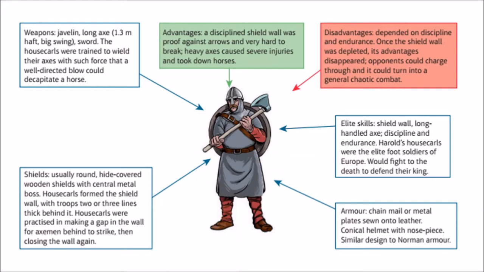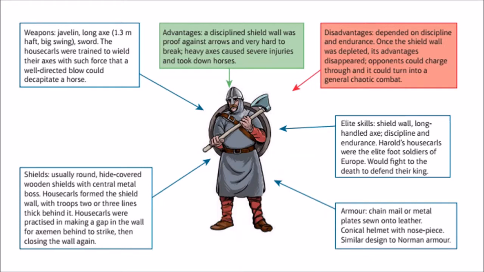In terms of knights, Norman knights, very similar. Weapons include a sword, a mace. It could also include a lance as well. They wear the exact same chainmail, the exact same helmets. They have the exact same kite-shaped shield, all as the housecarls. The only difference is they are on horseback.